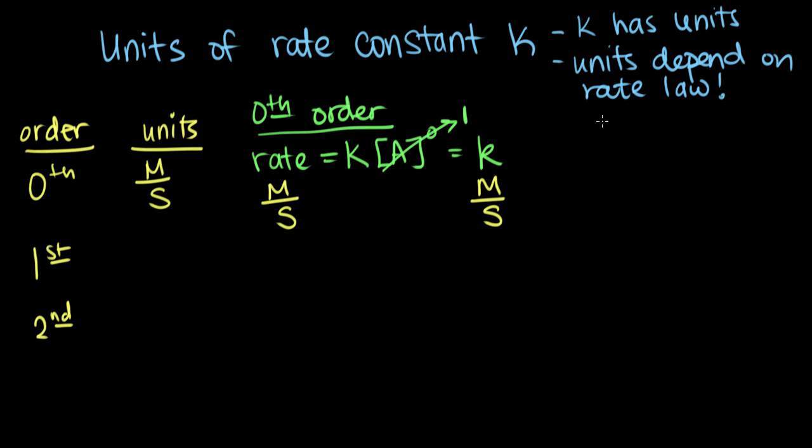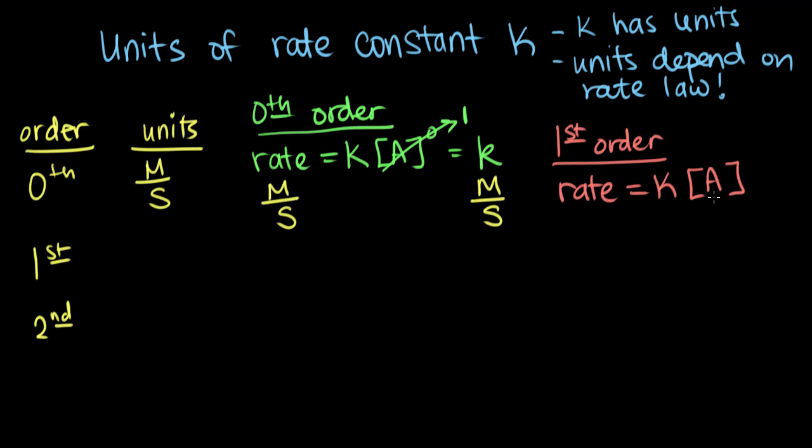So for a first order reaction, the rate law is rate is equal to our rate constant K times the concentration of our reactant raised to the 1st power. Units of rate are molar per second, and the units of concentration are always going to be molar. So now we know that the units of K times molar equals molar per second. So we have molar on both sides, so we don't have to worry about that, but we're missing a 1/seconds term. So that tells us that the units of K are 1/seconds.